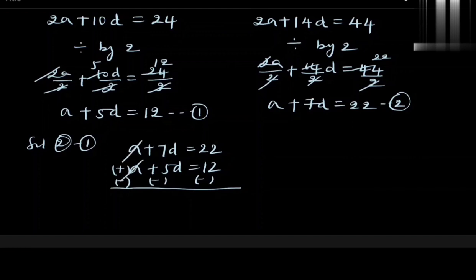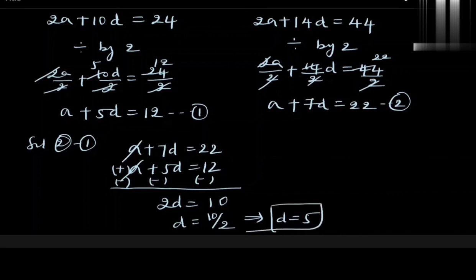So a gets cancelled here, 7d minus 5d means 2d, and 22 minus 12 means 10. So therefore d is equal to 10 by 2. That implies d is equal to 5. So the common difference is 5.